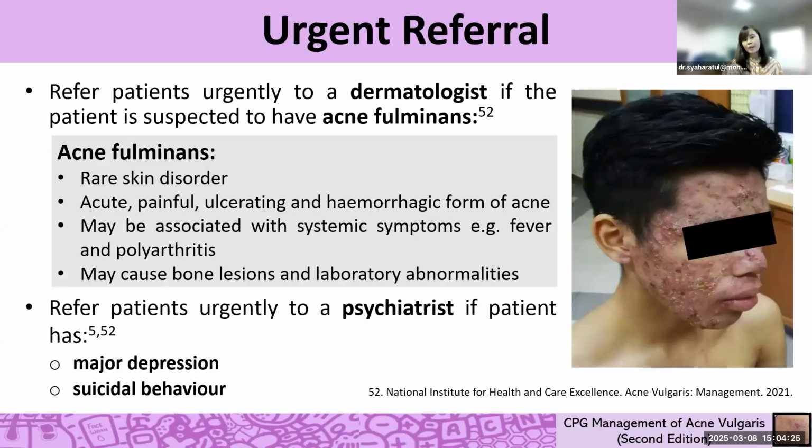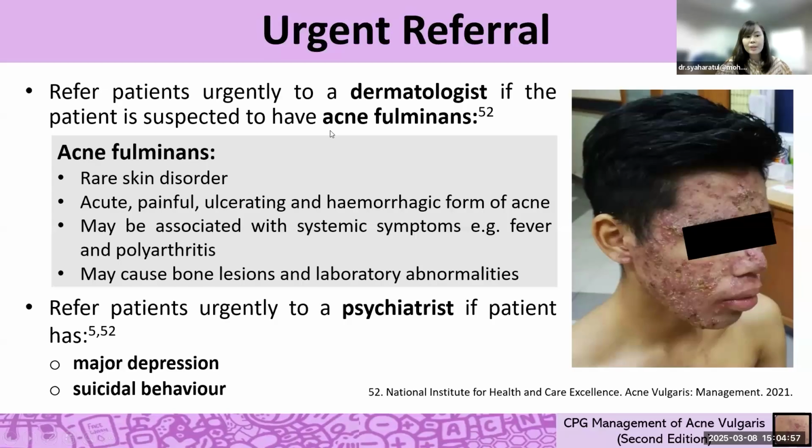So what are the cases where patients need an urgent referral? So first case would be if you suspect the patient to have acne fulminans. So this is a patient of mine with acne fulminans. You can see the face looks terrible. Okay, so what is acne fulminans? It is a rare skin disorder in which patients present with acute, painful, ulcerating, and hemorrhagic form of acne. This is not your regular acne. This patient came to me having pus dripping off his face at the first presentation.